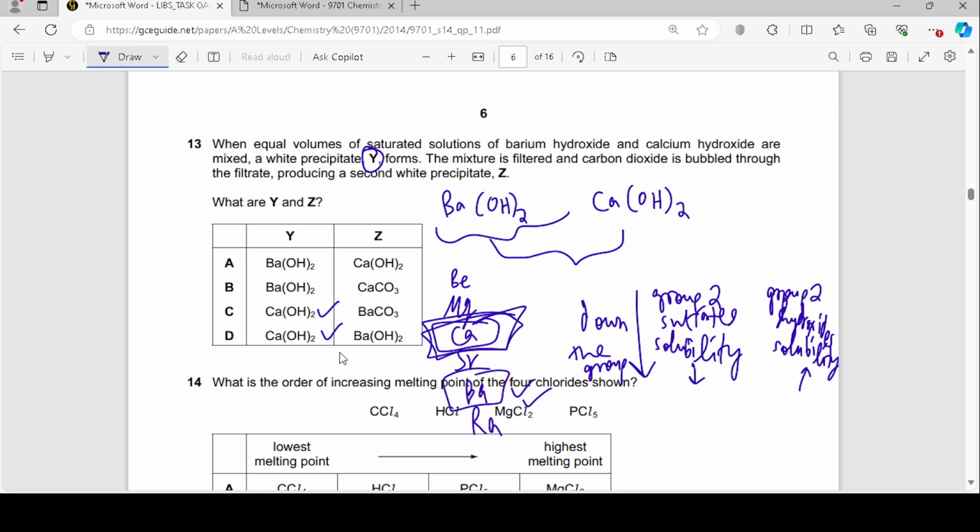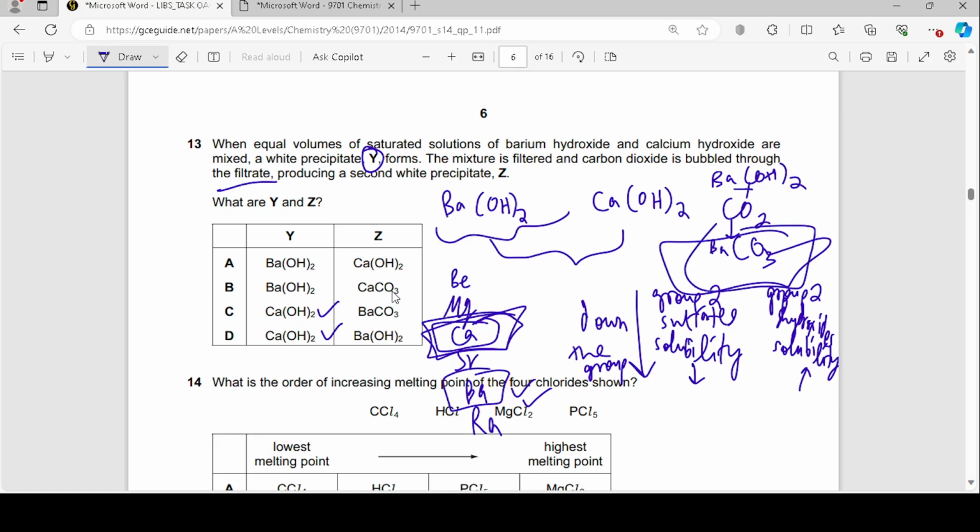The mixture is filtered and carbon dioxide is bubbled through the filtrate, producing a second white precipitate Z. So this time, the mixture is filtered, right? And carbon dioxide is bubbled through the filtrate. Now, the filtrate contains basically barium hydroxide. And I get a second white precipitate when carbon dioxide is bubbled through it. So that means barium hydroxide plus CO2 is giving me BaCO3 as the precipitate, right? So BaCO3 has to be the answer.